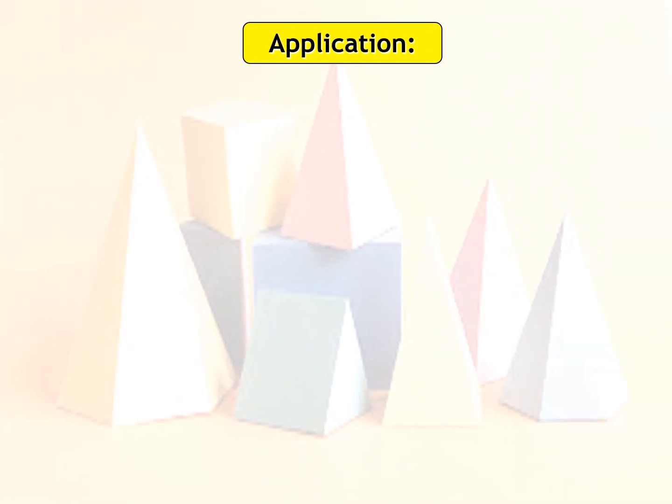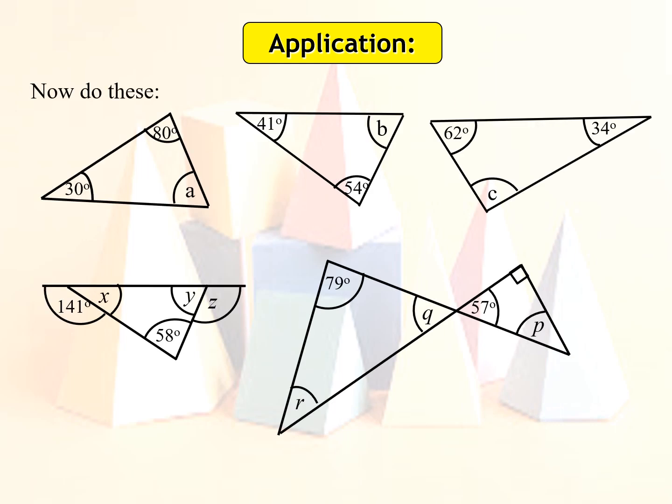So now let us have some application for the concept. Let us determine angle A in triangle 1. In here we are going to add 80 plus 30 and then subtract it from 180. So angle A is equal to 70 degrees.